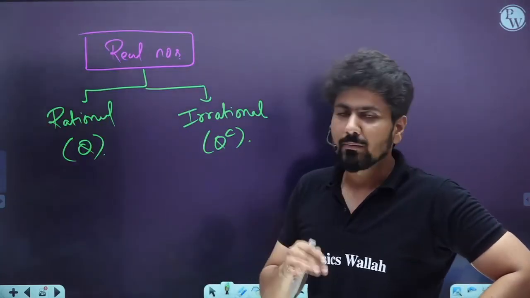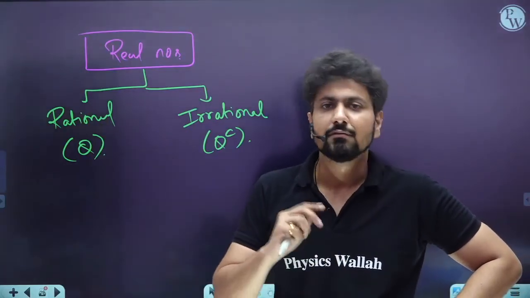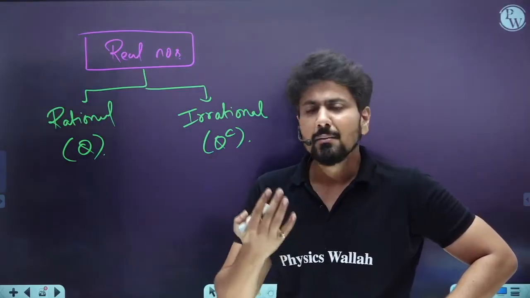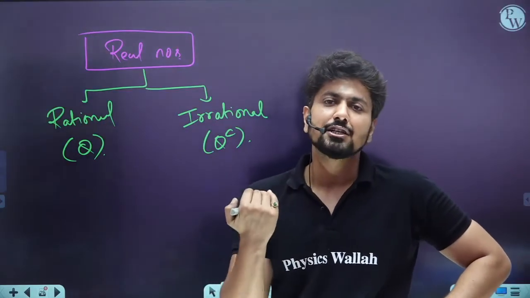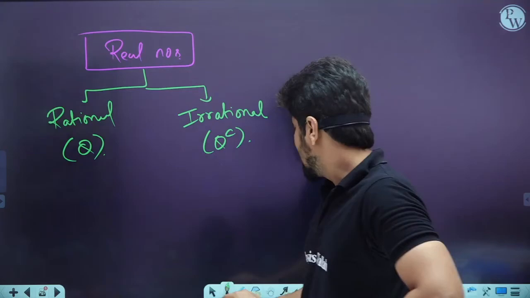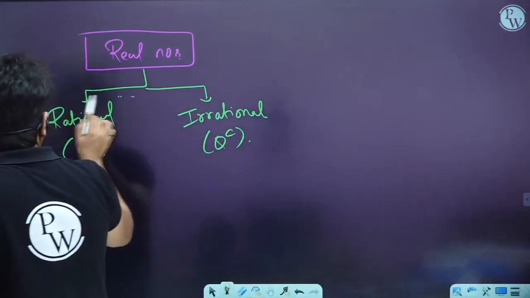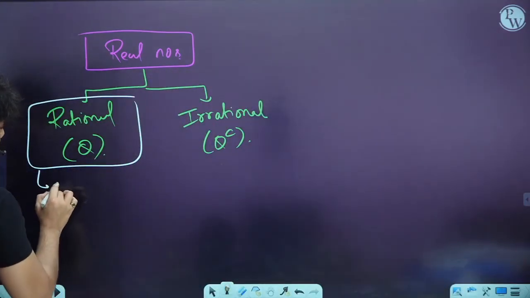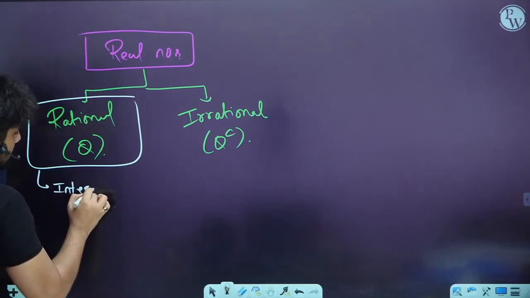Like 4 by 3, 5 by 2, 7 by 9. Basically, whatever you can represent as a ratio is known as a rational number. In these rational numbers, we have all the integers. All the integers are rational numbers.